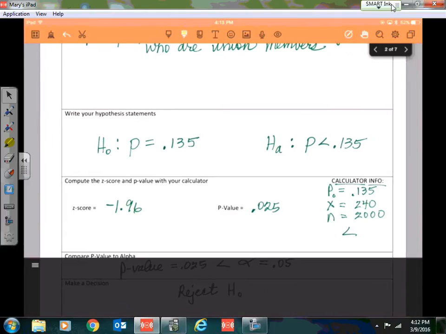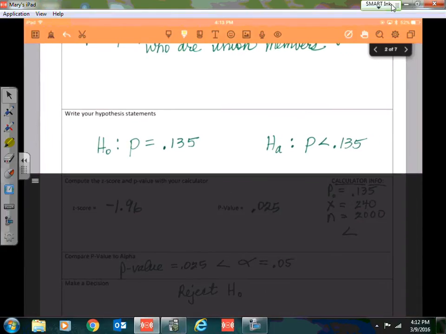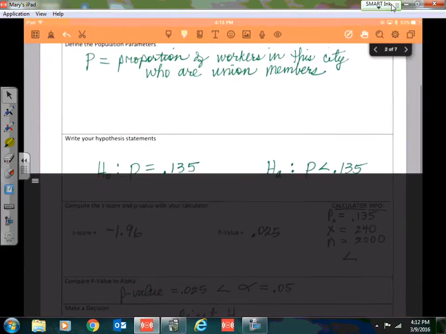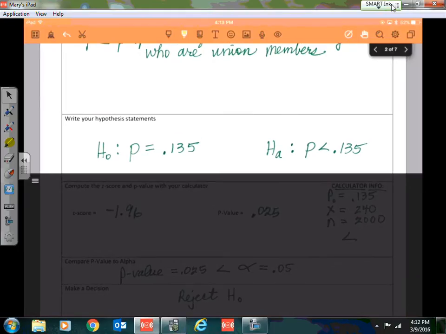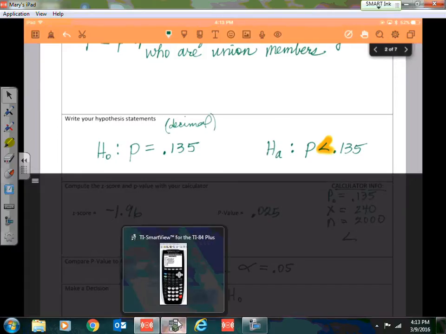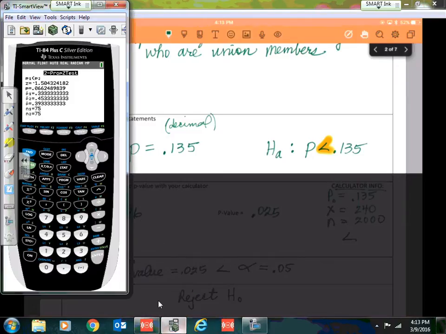Okay, and so then here is your hypothesis statement. Since we want to know if the proportion is less in this city, then our alternative is a less than. Now I write these as a decimal because in a minute when you put these into your calculator, that's going to help you to just go ahead and have those as a decimal. So let's go ahead then and go to our calculator and see how that's going to work, because we have not done one of these one proportion Z tests in our calculator.